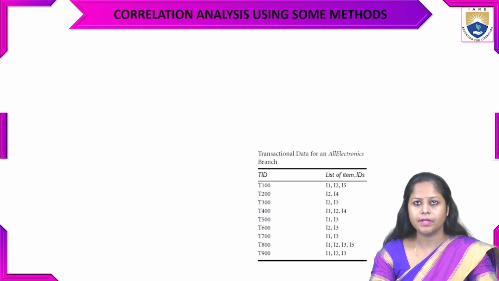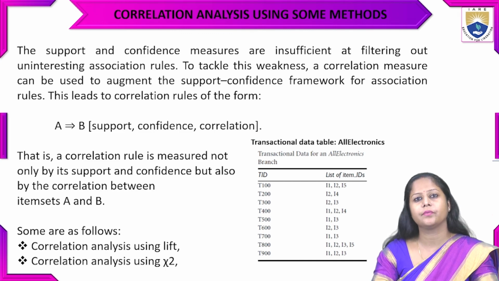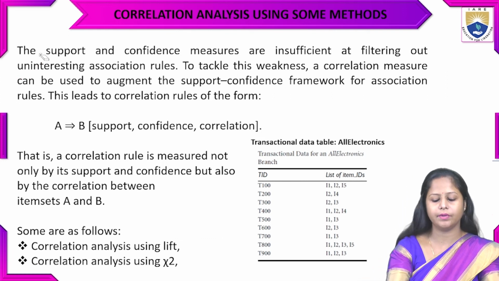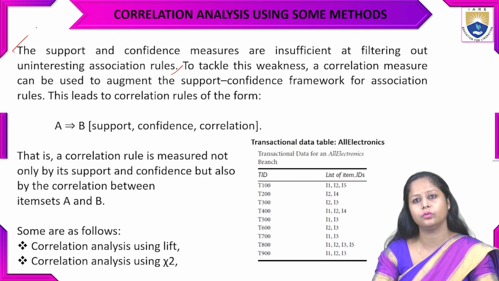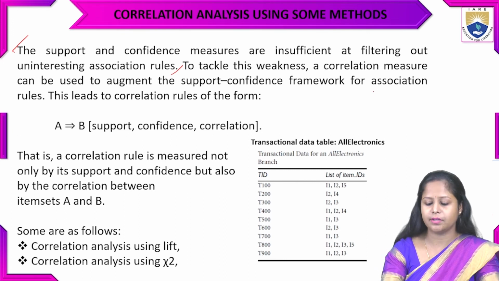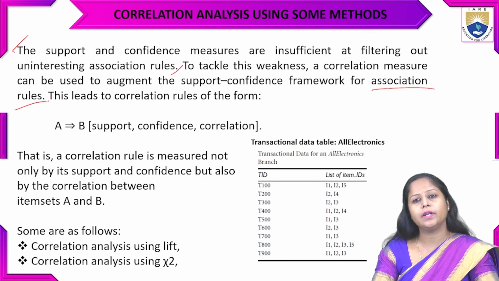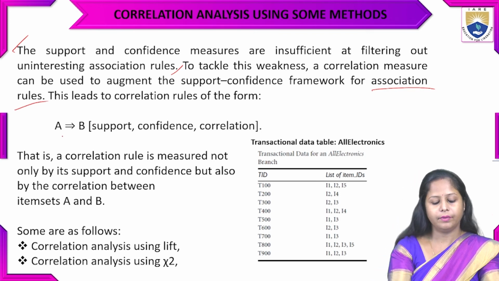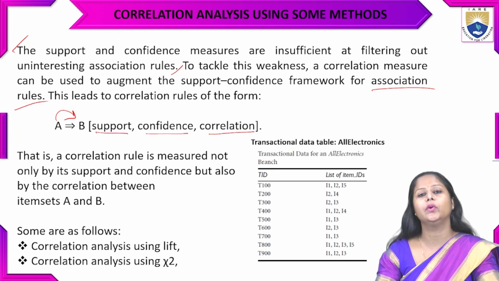Next topic is correlation analysis using some methods. The support and confidence measures are sometimes insufficient for filtering out uninteresting association rules. In the earlier method we checked this uninteresting association rule. To tackle this type of weakness, a correlation measure can be used to augment the support-confidence framework for association rule mining. This leads to correlation rules of the form A implies B, having support, confidence, and also correlation.